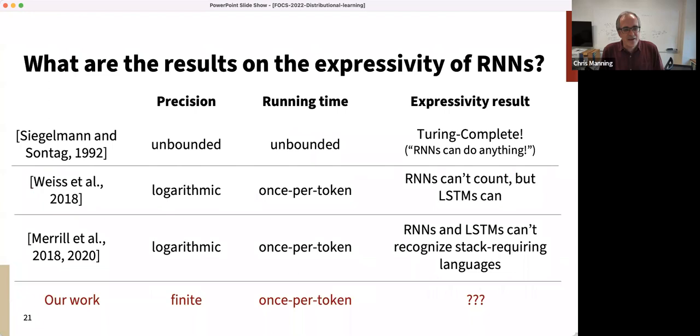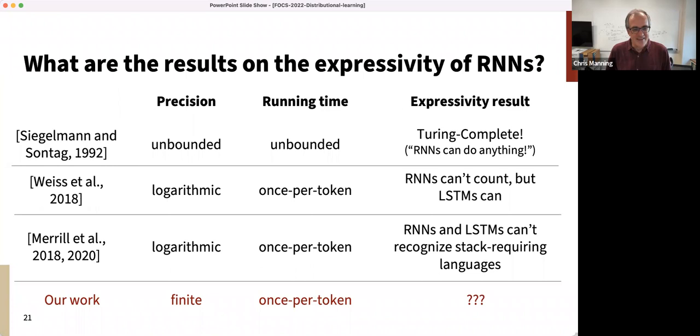And so, what are the results on how well you should be able to do? Well, the classic theoretical result on RNNs is that RNNs can do anything, Siegelmann and Sontag, 1992. But that result was based on having unbounded precision of the floating point numbers in your neural network and an unbounded running time for your RNN. And so that's not a very realistic scenario.